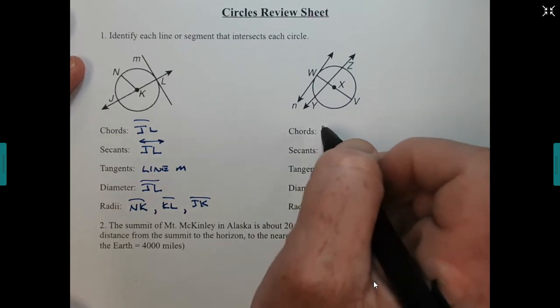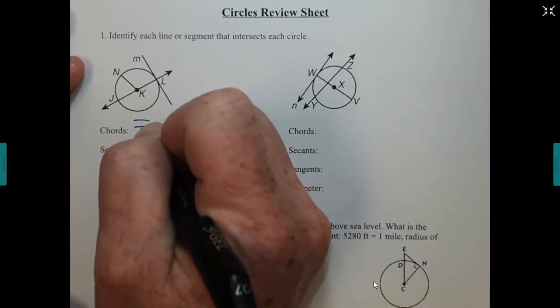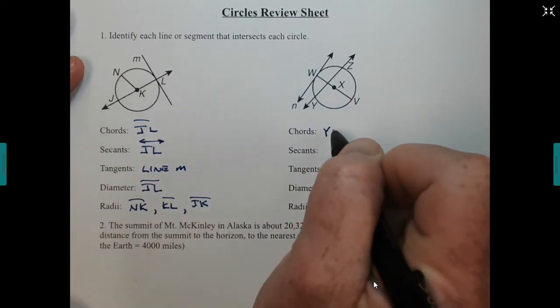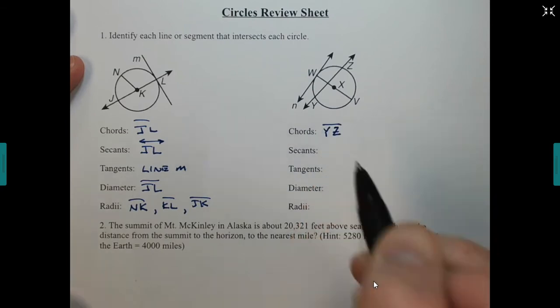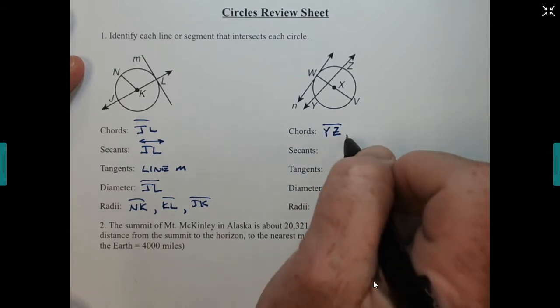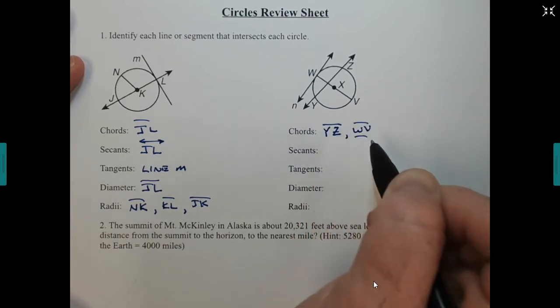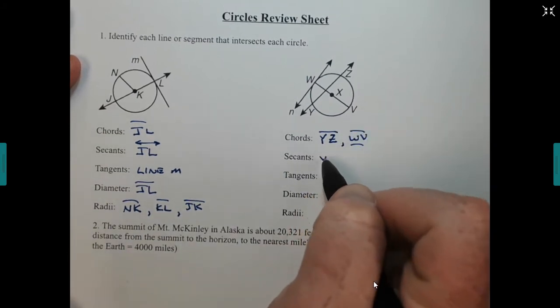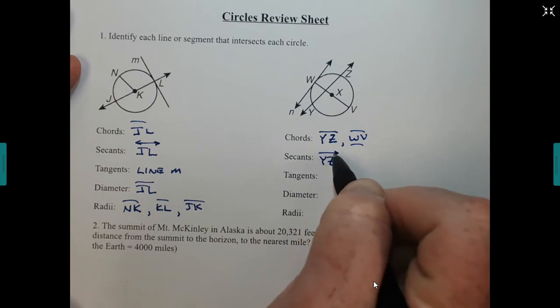Chords, they're looking for more than one chord. I guess it said chords over there, but there's only one. On the test, you really only have to find one. So from Y to Z, as long as it stopped, I could have done WV as well. Oops, just need the line above. Secants would be from Y to Z, but yet it keeps going.